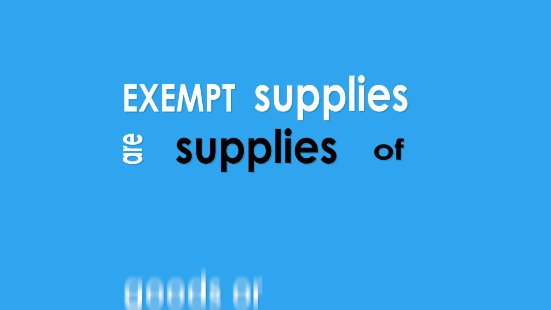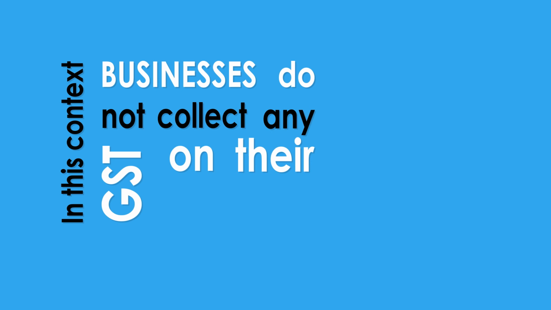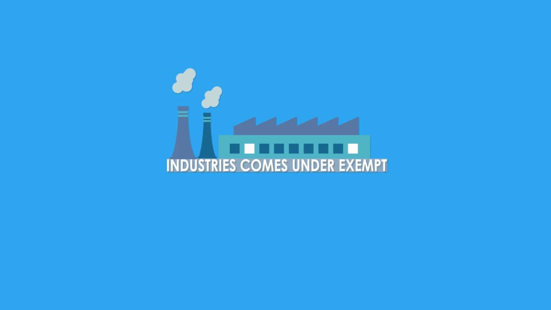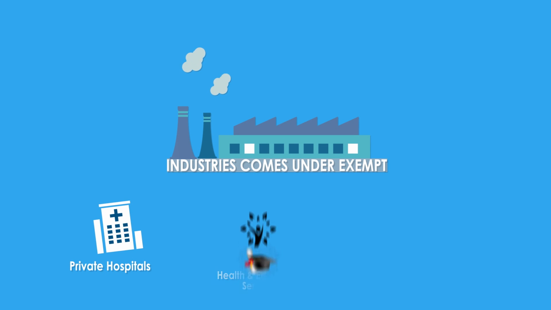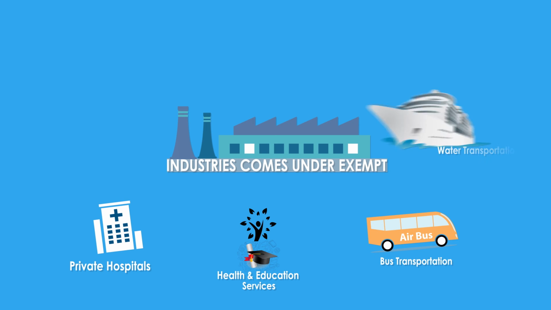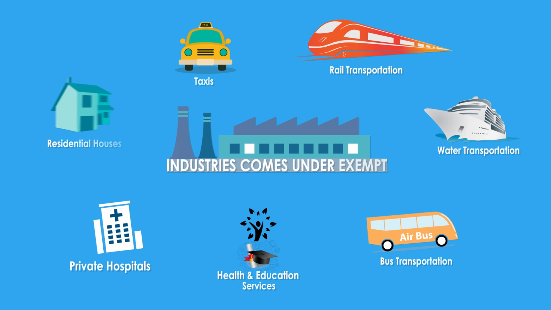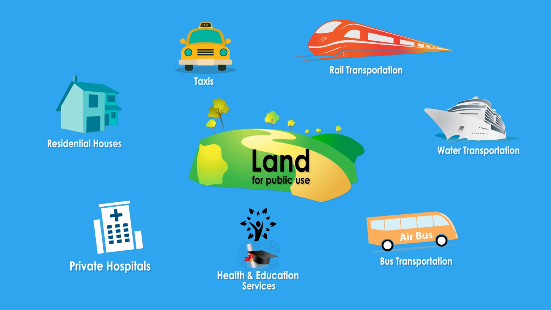Exempt supplies are supplies of goods or services which are not subject to GST. In this context, businesses do not collect any GST on their supplies and are not entitled to claim credit on their business inputs. Industries which come under exempted are private hospitals, health and education services, bus transportation, water transportation, rail transportation, taxis, residential houses, and lands for public use.